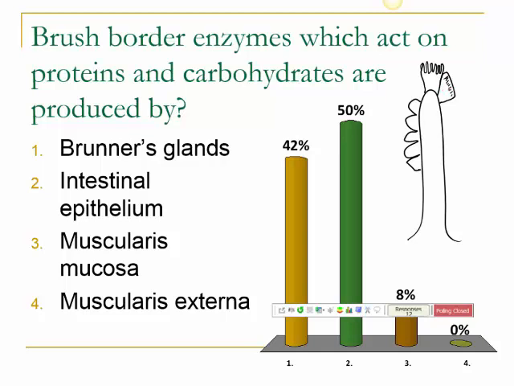So the enzymes are produced by this. The Brunner's glands are way here. They only produce mucus. So it's brush border enzymes. Muscularis mucosa is the muscle layer which is present in the mucosa. Muscle cannot produce enzymes, so this muscle is not producing the enzymes.